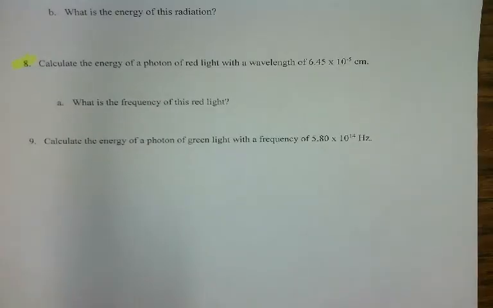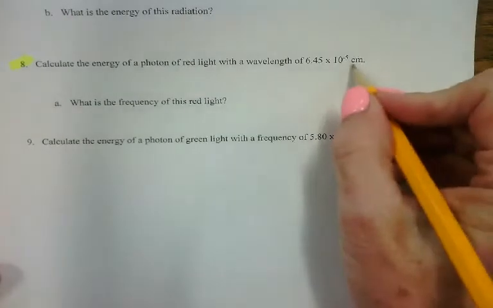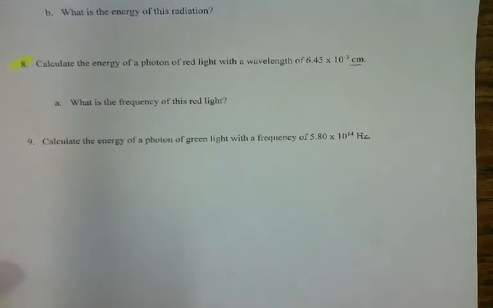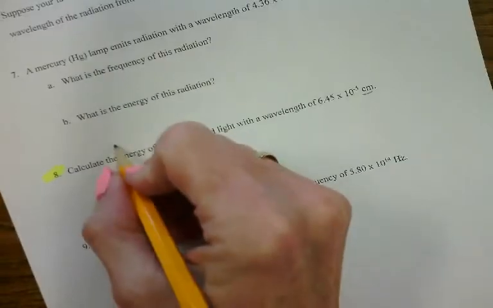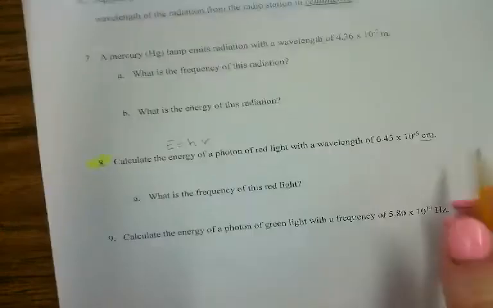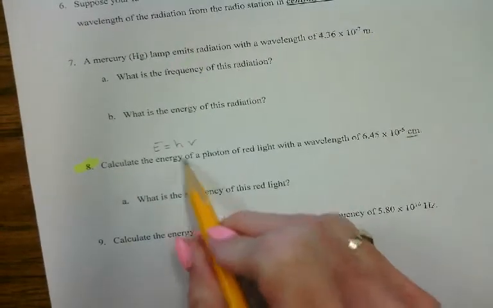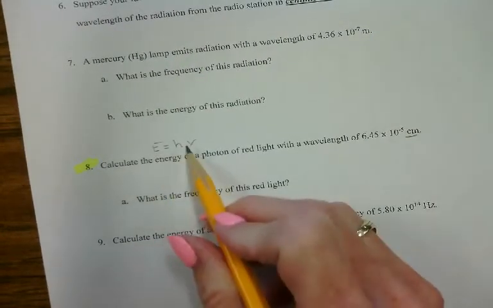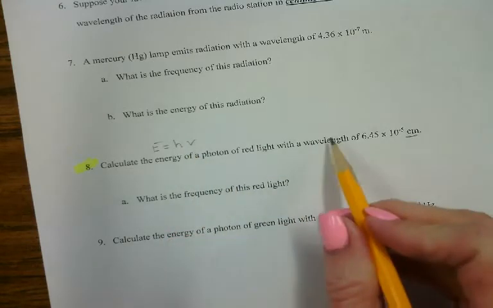Alright, there's the first couple, and I'm going to do one over here. Calculate the energy of a photon of red light with a wavelength of 6.45 times 10 to the minus 5th centimeters. That's why I did that one, because you guys needed one with centimeters. So in order to use our formula, we're going to use energy is equal to Planck's constant times frequency. I need to use this formula, but I can't because I have wavelength.